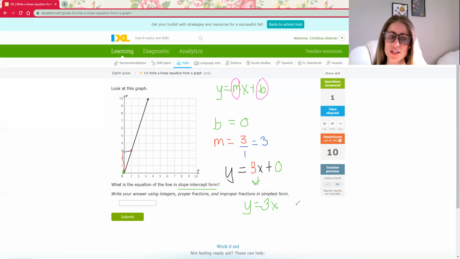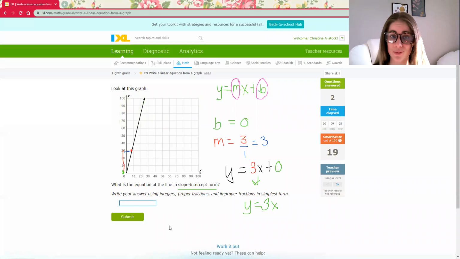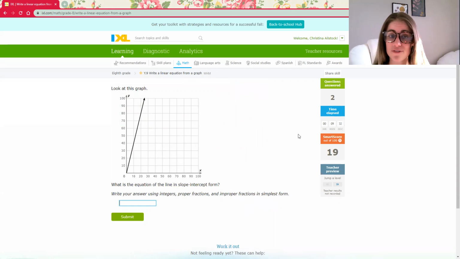But just like before, let's try writing it in the other way. So that way, if you forget this extra step, I want to see if you'll still get it right. Y equals 3x plus 0. And you still get it right, so that's really good to know. All right, let's jump up a level and do one more together.